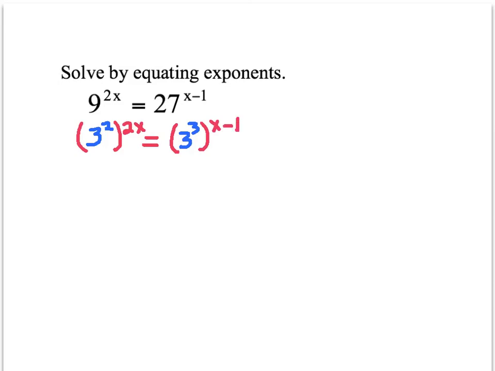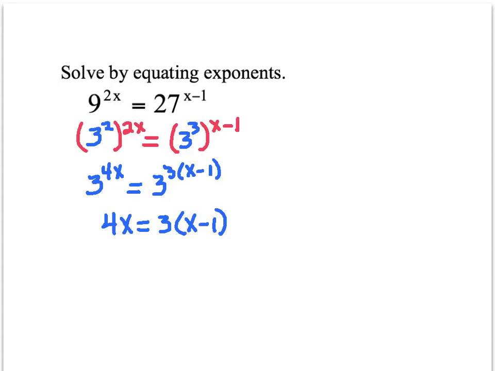Now I have some nested exponents. I'm going to clear away my parentheses and go ahead and multiply my nested exponents. Turn the equation into 3 raised to the 4x power equal to, and on the other side of the equation, 3 raised to the 3 times that quantity, x minus 1 power. On both sides of the equal sign now, I have bases of 3 raised to a power, and so now I'm able to take the exponents and set them equal to each other. 4x is equal to 3 times that quantity, x minus 1.